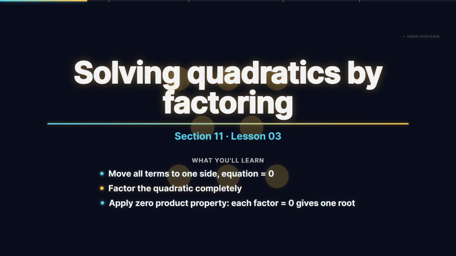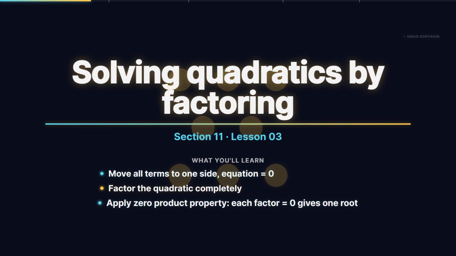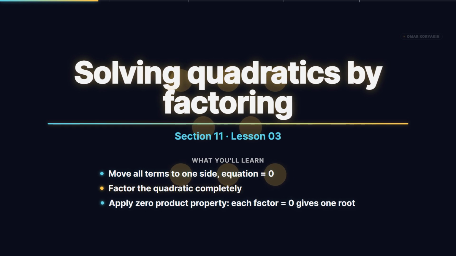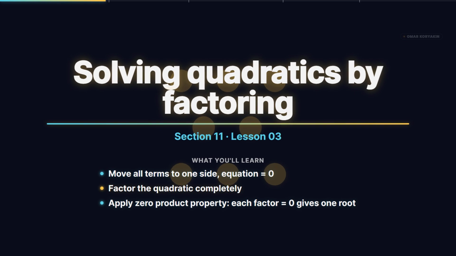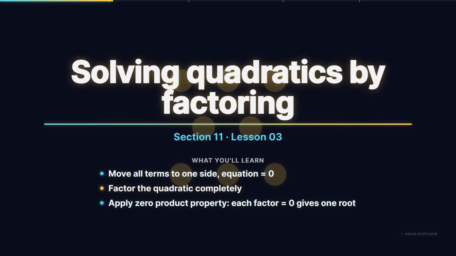Step 3. Apply the zero product property. Each linear factor set equal to 0 gives one root. The number of distinct linear factors equals the number of distinct real solutions. Today's 2 examples cover the standard trinomial case and a GCF case.